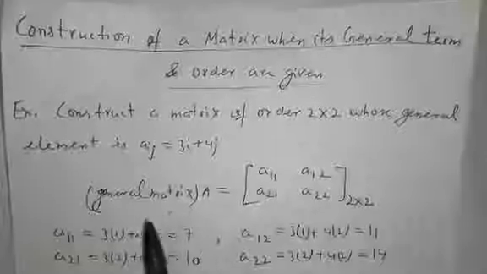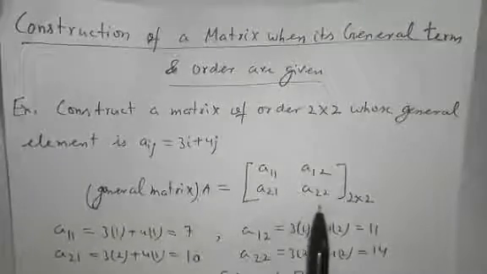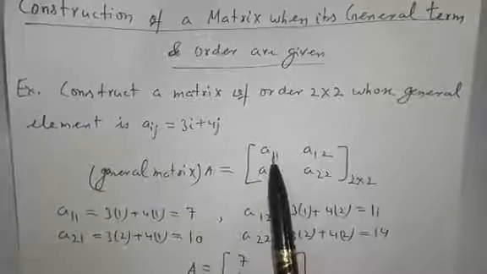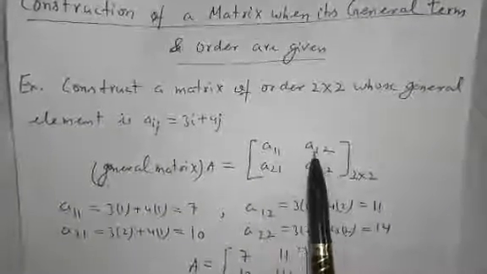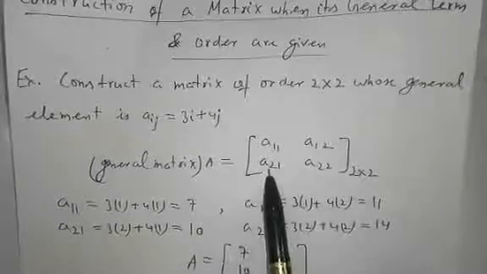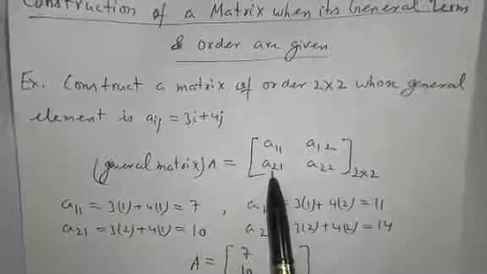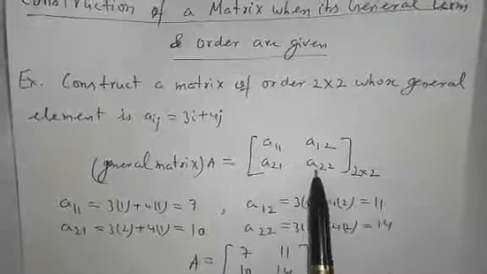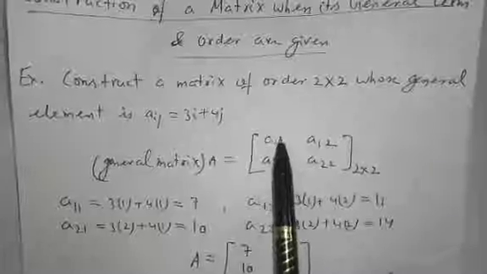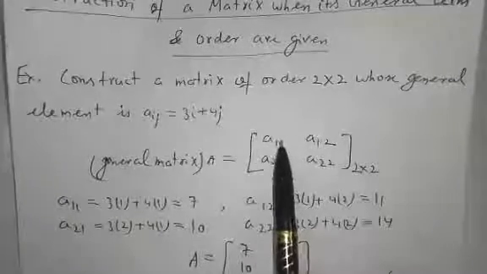So first of all, write the general matrix of order 2 into 2. The first element will be A11 and the second element of the first row is A12. The first element of the second row is A21 and the second element of the second row is A22. Now we are going to calculate the value of A11.